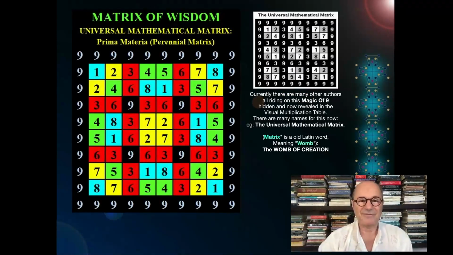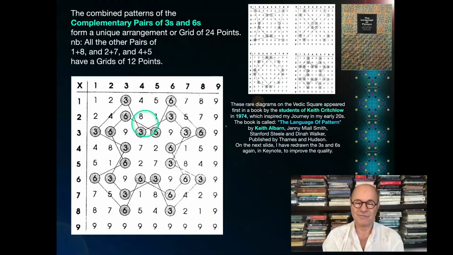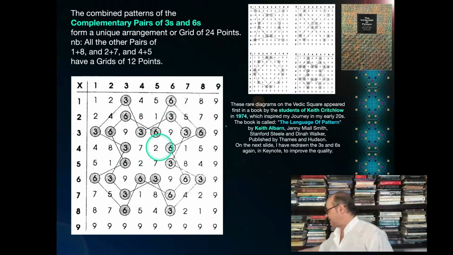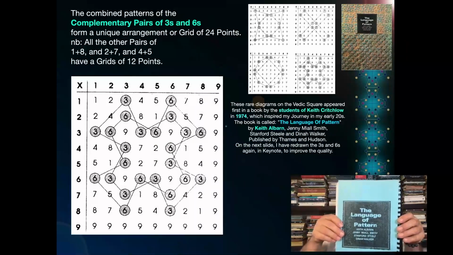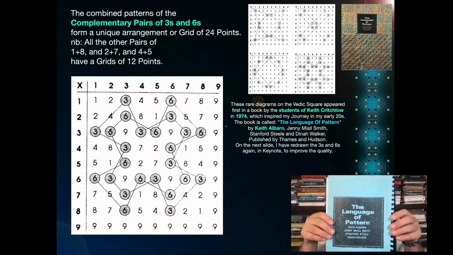Lots of other people have done these matrices. It's in the mass consciousness now. People are really excited. The word matrix is the old Latin word for womb, because these are geometries of creation. I originally found this when I was in high school. I found this diagram of the 3s and 6s from a very rare book. It's so rare I had to photocopy it. It's called The Language of Pattern by Keith Albon.